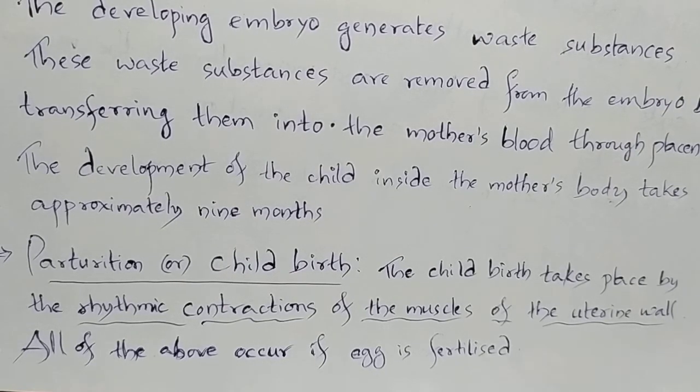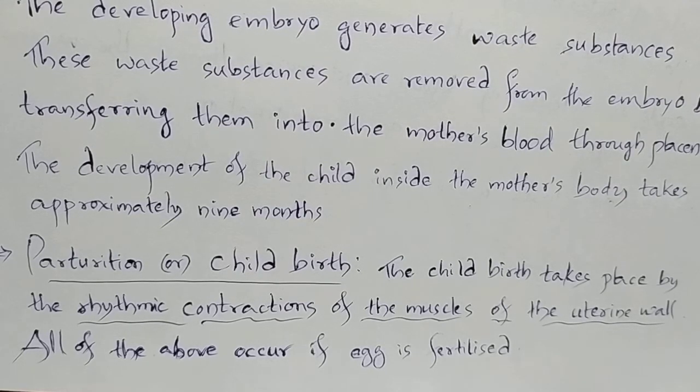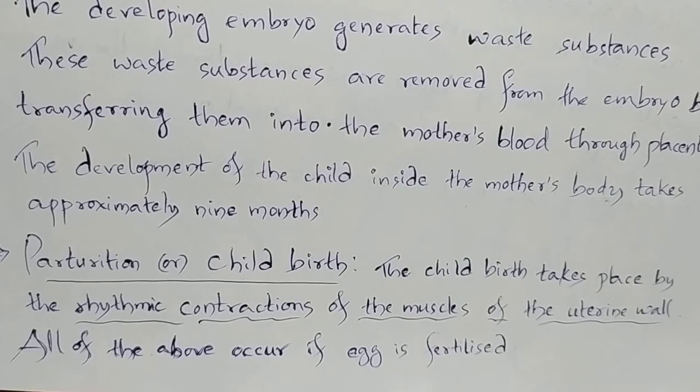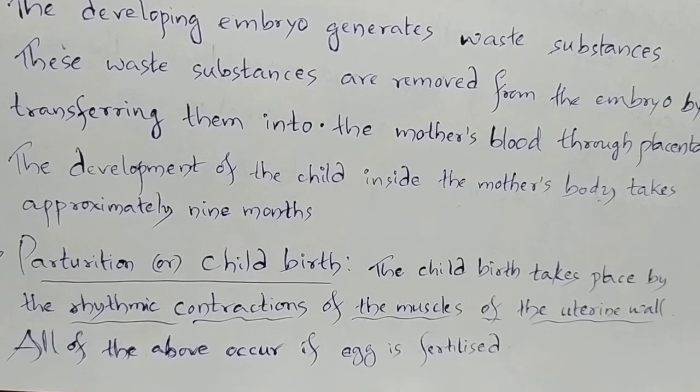contractions of the uterine wall. These muscular contractions of the uterine wall push the baby out. Then parturition or childbirth takes place. So all these events occur provided the egg is fertilized. What will happen if the egg is not fertilized? That we have to learn now.